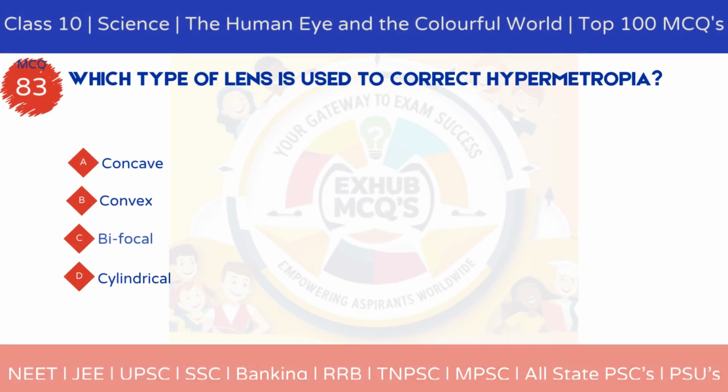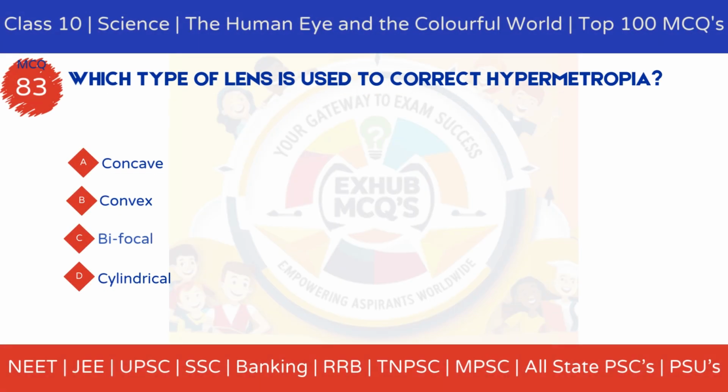83. Which type of lens is used to correct hypermetropia? Option A, concave. Option B, convex. Option C, bifocal. Option D, cylindrical.